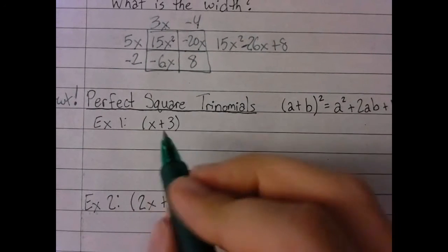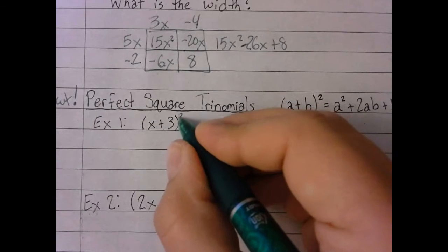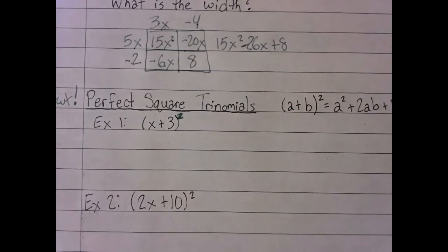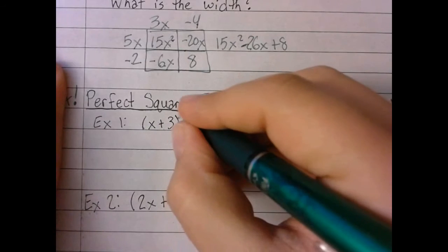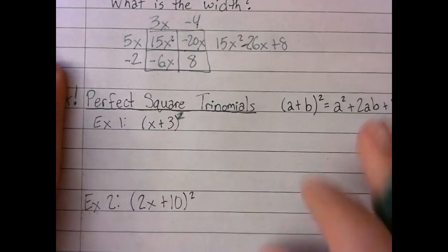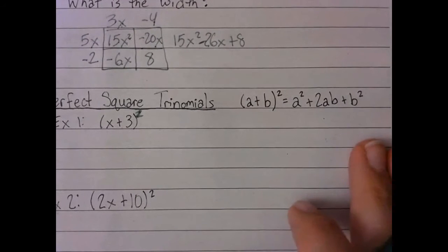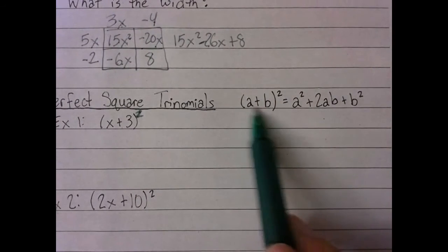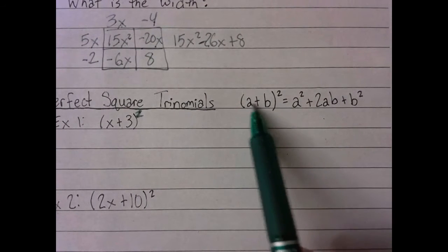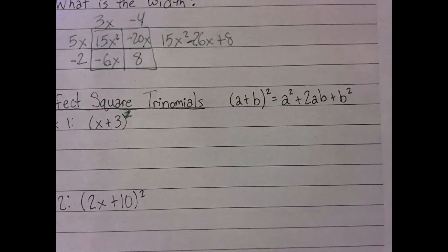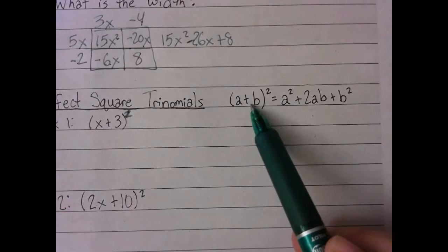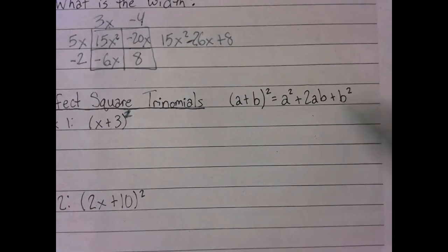Oops, I made a typo. This should say x plus 3 squared. Please correct that for me. My bad. That should be x plus 3 squared. Okay, that's better. So we have this formula. If you have the quantity a plus b squared, that's the same as a squared plus 2ab plus b squared. So it's a shortcut. Instead of having to do the box method, if you have this format, here's a formula.